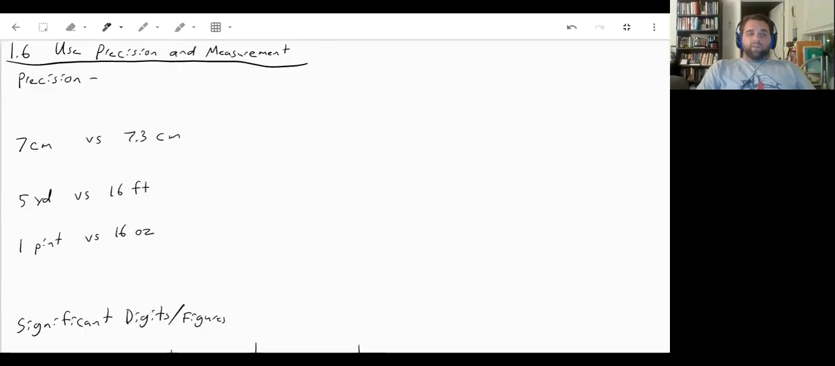Welcome to lesson 1.6, Use Precision and Measurement. Now to start for today, I want to talk about the word precision. Precision comes from the term precise and trying to measure something as close to accurately as possible.